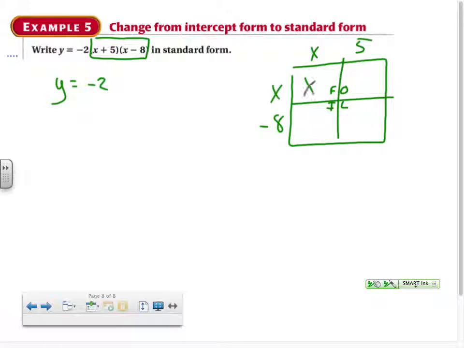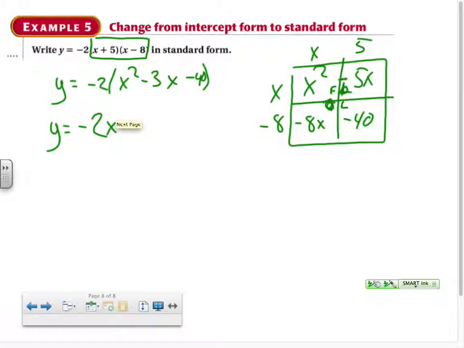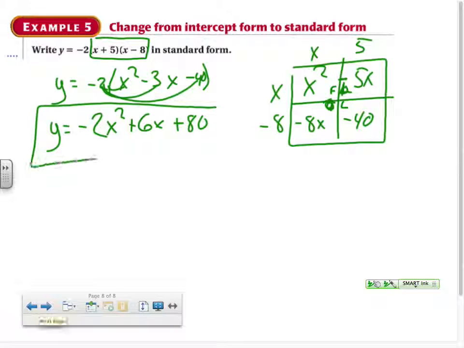Right? X times x, we get x squared, -8x, 5x, and -40. As I look at this, this one's O, and this one's I for those of you that like the FOIL method. All right, so when we box that up or FOIL it out, we got x squared minus 3x minus 40. However, we got parentheses. We don't like parentheses in standard form, so we will distribute. We got y equals -2x squared, distribute, plus 6x plus 80. And now we got it in standard form.